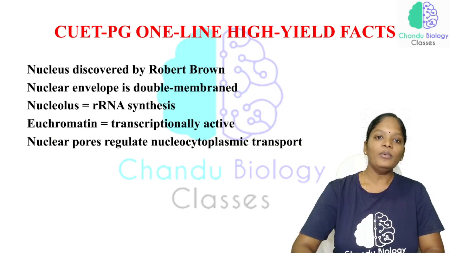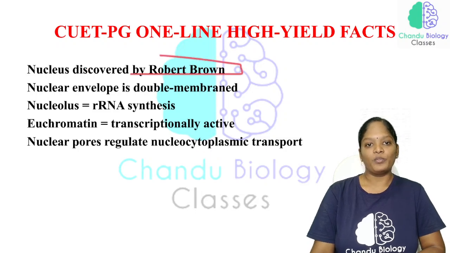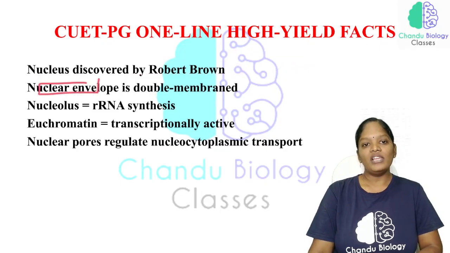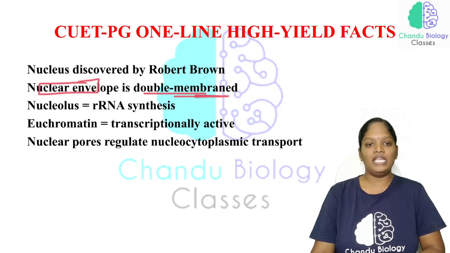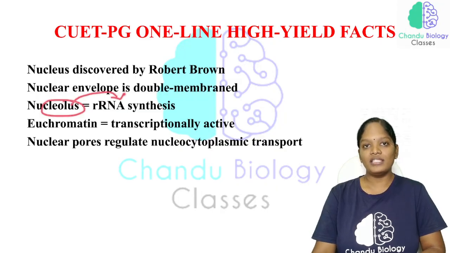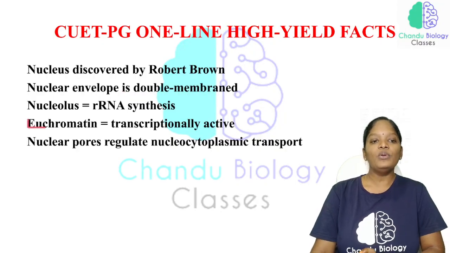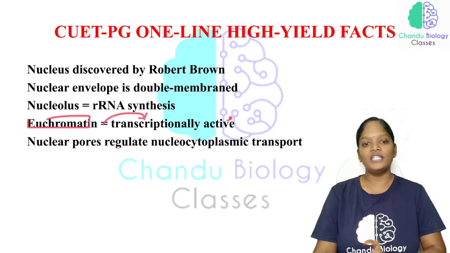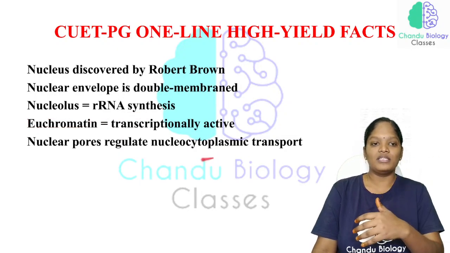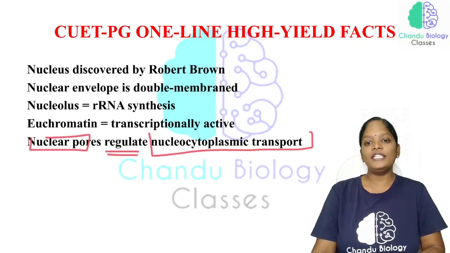Okay, so now this is a one-liner. Nucleus was discovered by Robert Brown, and the nuclear envelope is a double membrane-bound layer organelle, and the nucleolus is responsible for rRNA synthesis and ribosome biogenesis. And euchromatin will be transcriptionally active. Let me explain what heterochromatin and euchromatin are in the upcoming slides. And nuclear pores regulate nucleocytoplasmic transport.